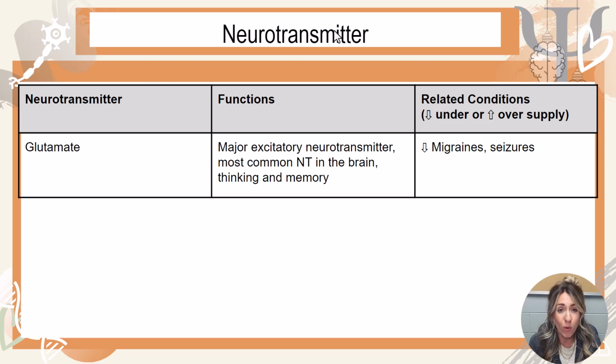This is very important in things like thinking and memory, but it's used all over the brain for all sorts of things as an excitatory neurotransmitter. If you have an undersupply of this in your brain, it can be related to migraines or seizures.